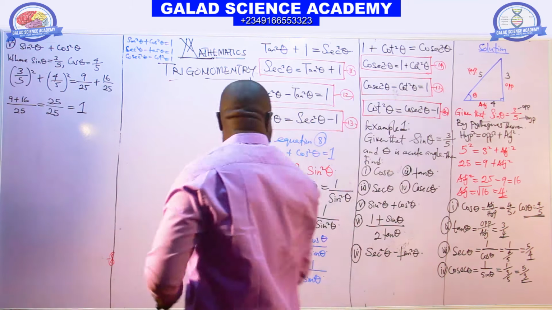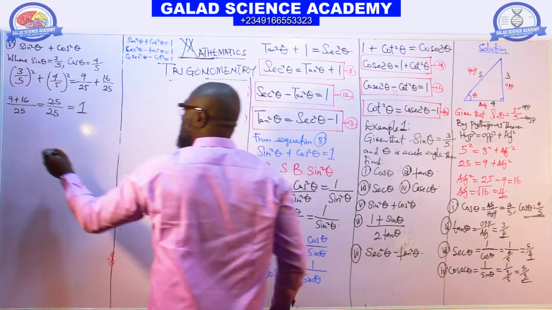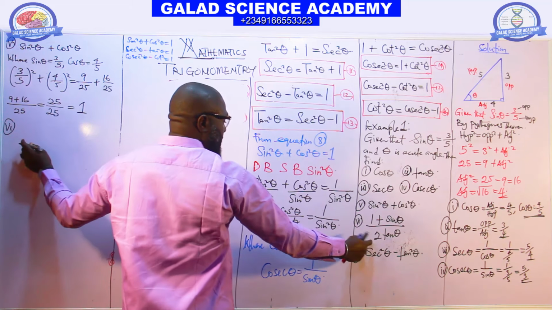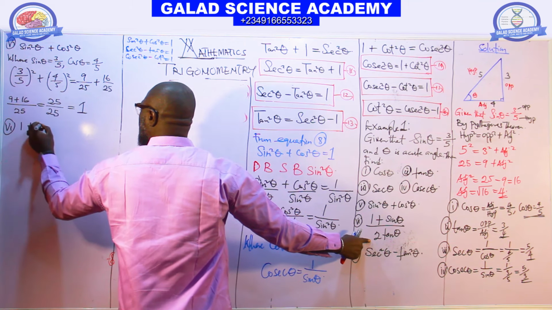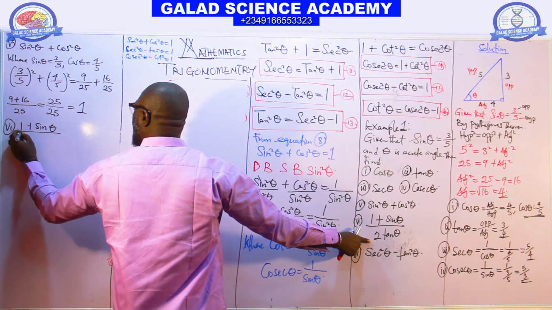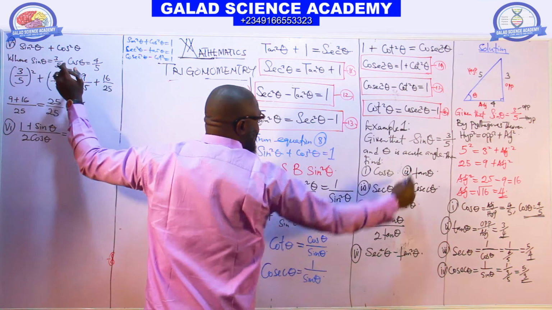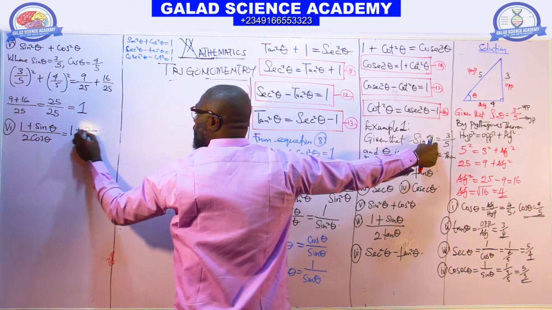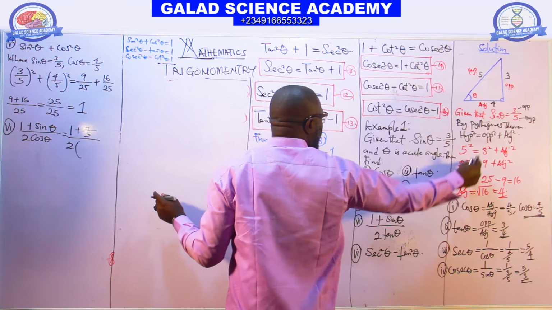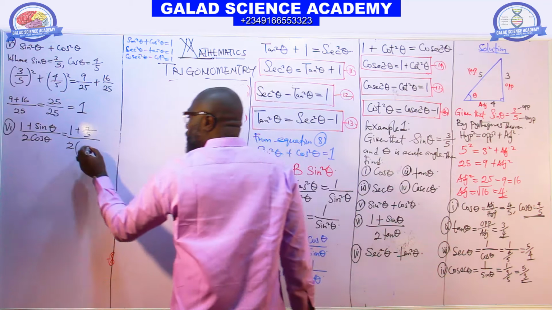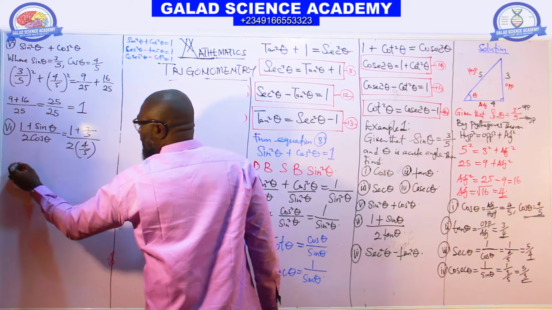So let us solve question 6. The 6 here is 1 plus sine theta over 2 cos theta. What is our sine theta? Sine theta from the given question is 3 over 5. What is cos theta? Cos theta from here is 4 over 5. So here now, we find the LCM there.